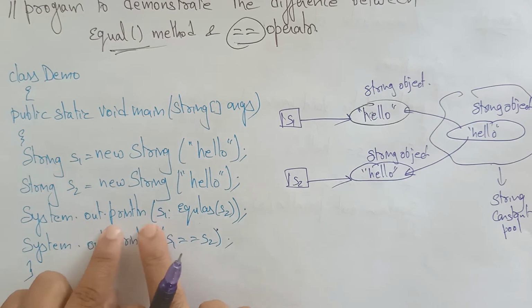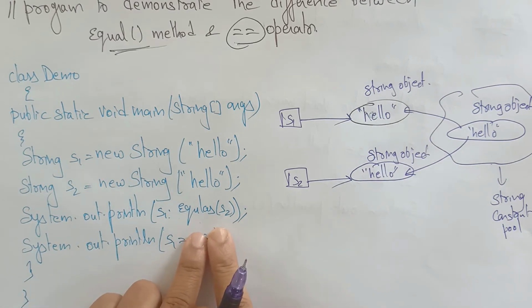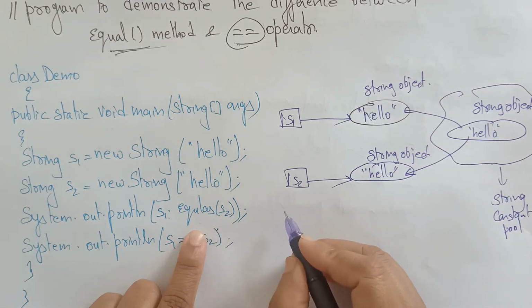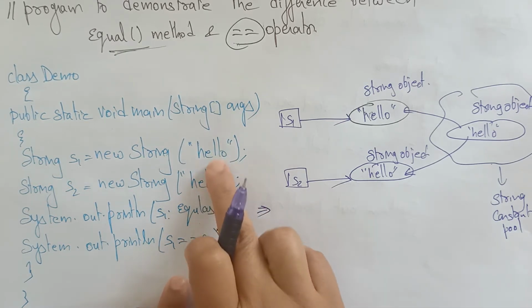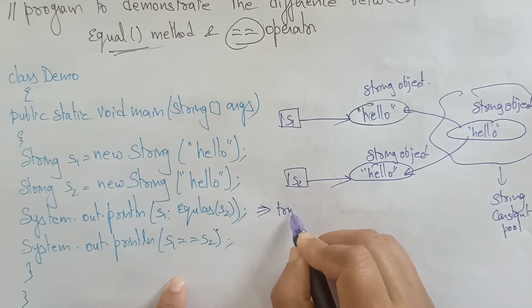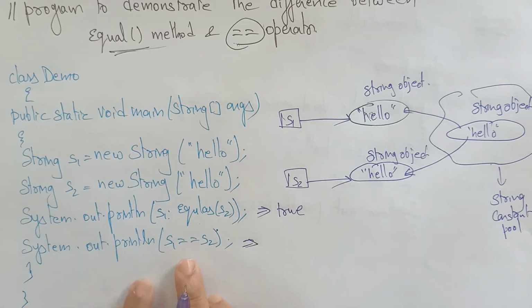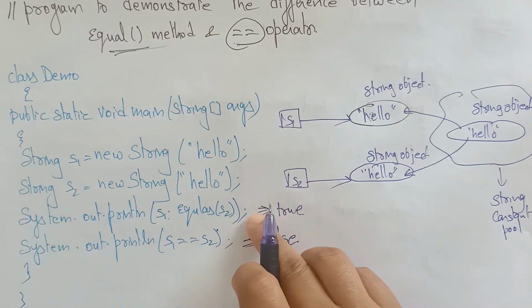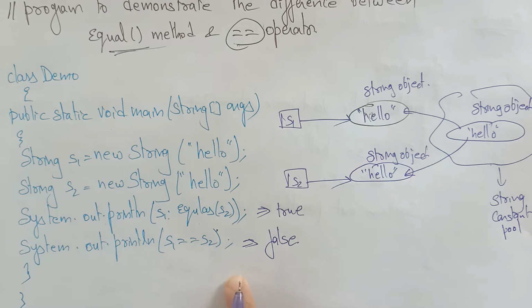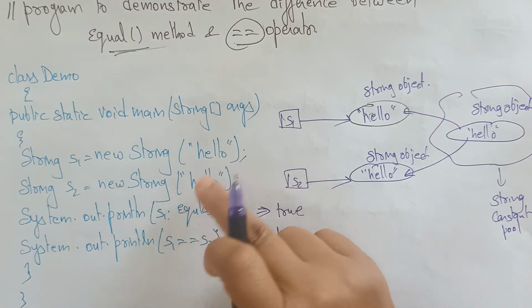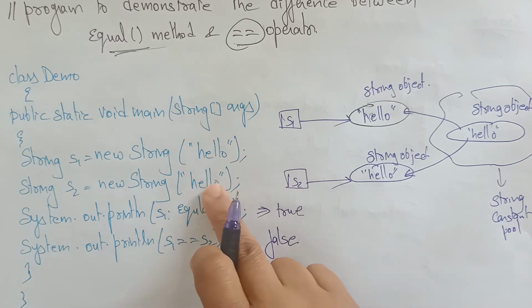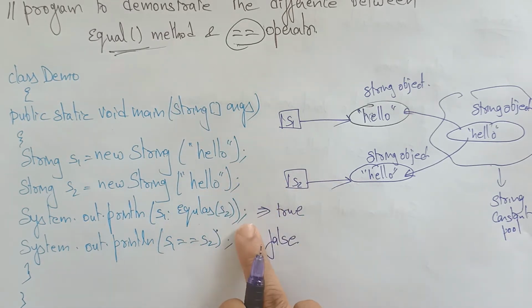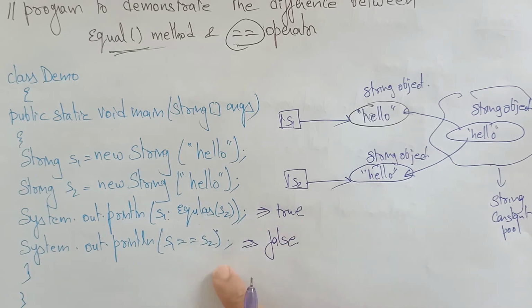System.out.println s1.equals(s2). It returns what? s1.equals: hello equals hello, so it returns true, whereas the equal-to operator returns false. You may have a doubt: why is the equals method true and the equal-to operator false? Because here I'm using both strings as hello only. s1 is hello, s2 is hello. Even though both strings are equal, the equals method is true and the equal-to operator is false.